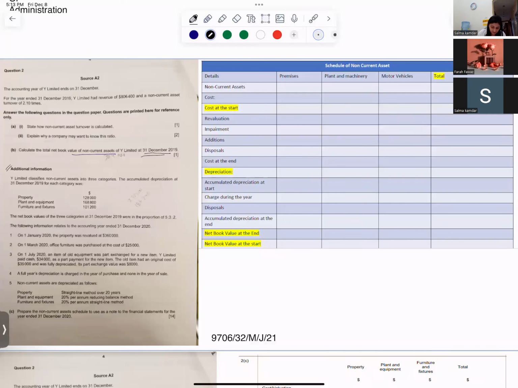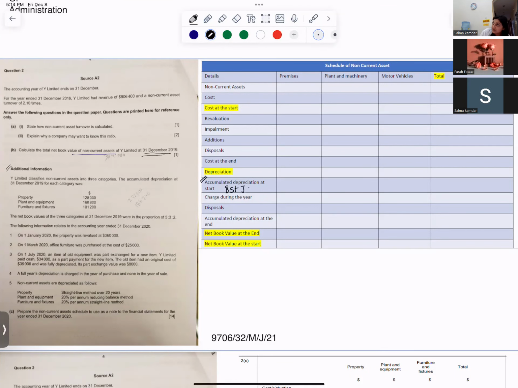Y Limited classifies non-current assets into three categories. The accumulated depreciation at 31st December 2019 for each category was property accumulated depreciation. Accumulated depreciation on 31st December 2019. So that means this is the accumulated depreciation at the start? Yes. Okay, can you tell me what is the accumulated depreciation at the start?